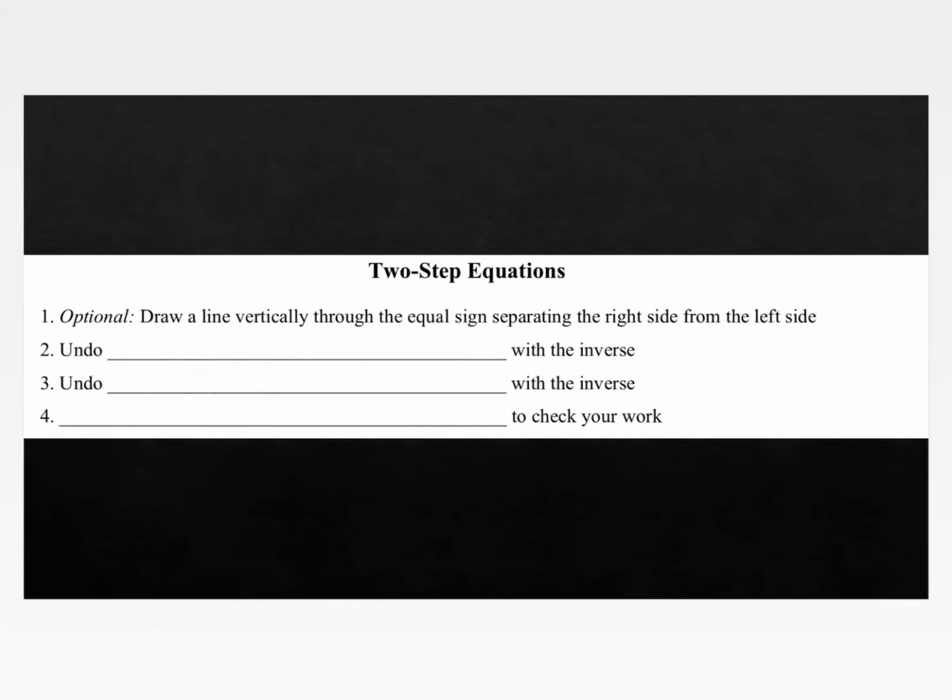Now there are a few steps that I like to use when simplifying two-step equations and solving for that unknown variable. Something that's optional, but I really recommend doing, is drawing a line vertically through the equal sign to separate the right side from the left side. This really provides a visual if you want to keep in mind those properties of equality. Then what we want to do first is we want to undo addition or subtraction, whatever you see, with the inverse.